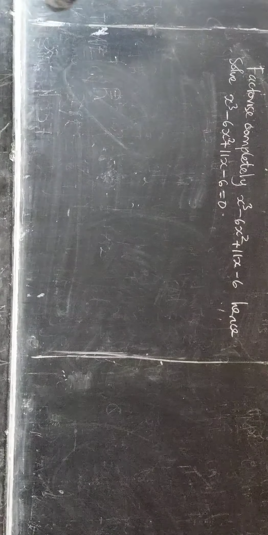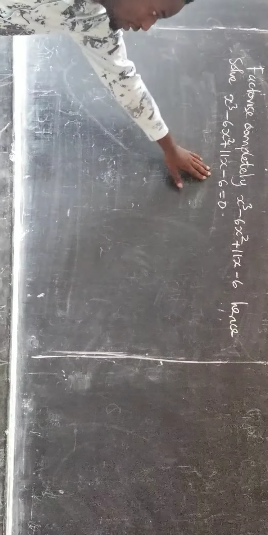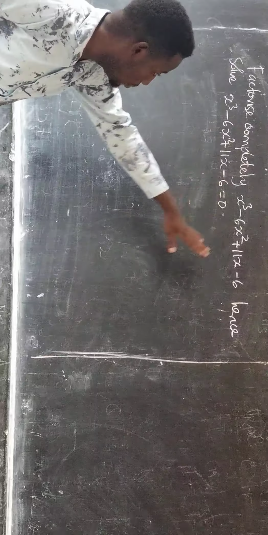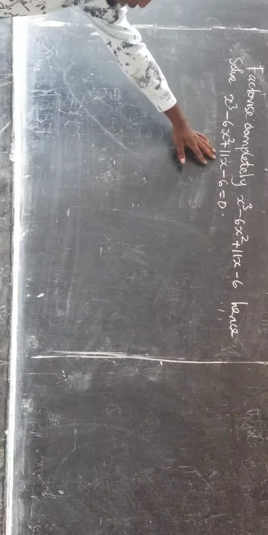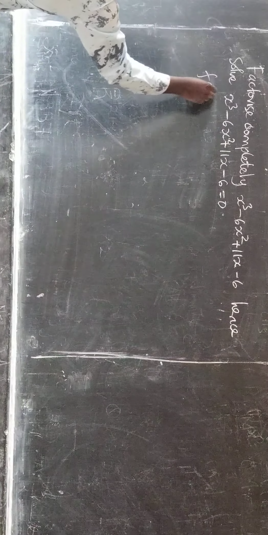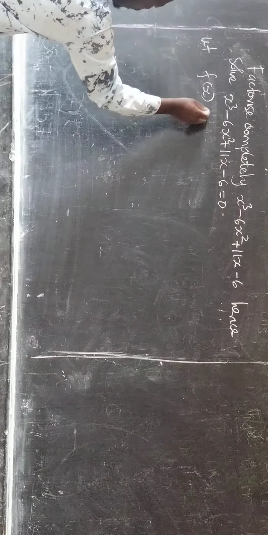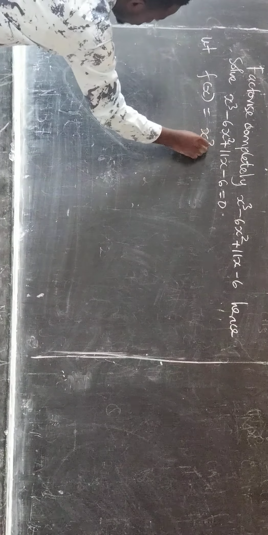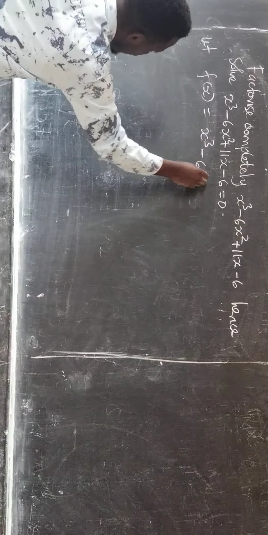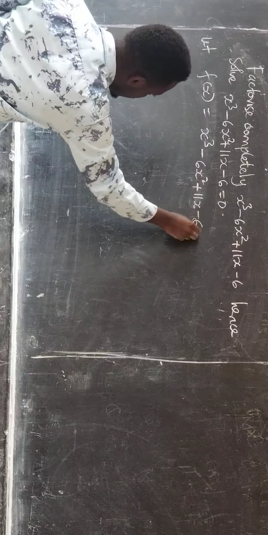For example, it says factorize completely x cubed minus 6x squared plus 11x minus 6. Hence solve this. So we are going to first factorize it completely, and then afterwards we shall solve. So we have our function f of x. Let f of x be x cubed minus 6x squared plus 11x minus 6.